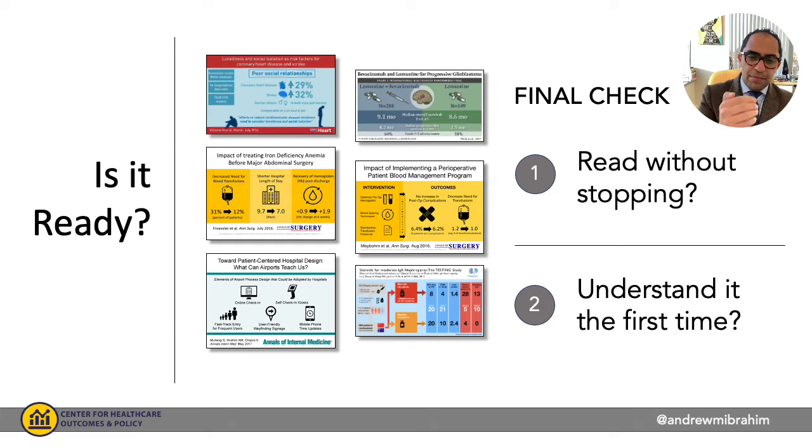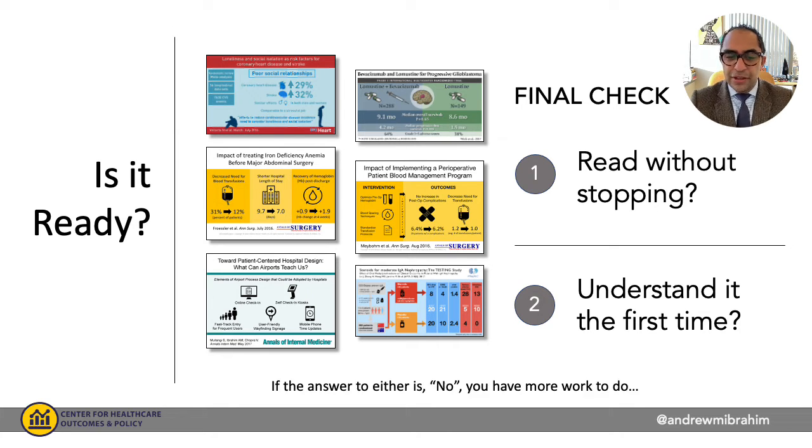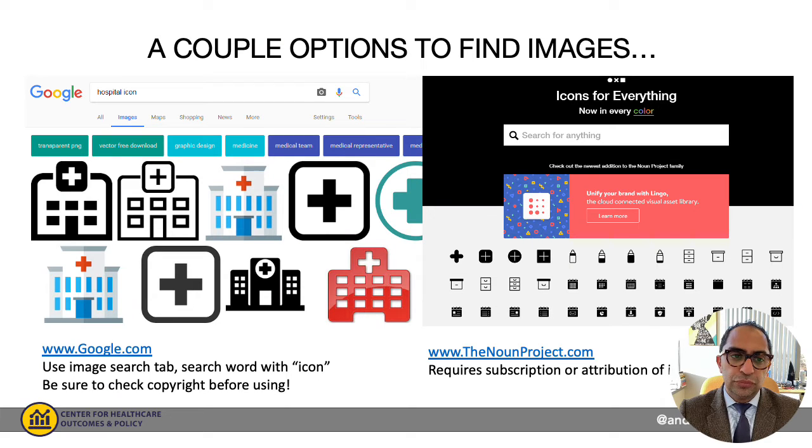Do I start there? Do I have to go backwards? The second is, do they understand it the first time? If people don't understand it the first time, they have to go back, look up a word, it doesn't make sense, doesn't really go together, then you have more work to do. So as you're in the process of making visual abstracts, if the answer is no to either of these, you have more work to do and more opportunities to improve your design.